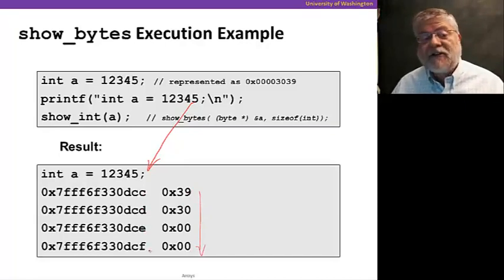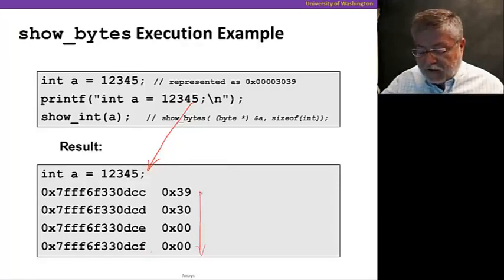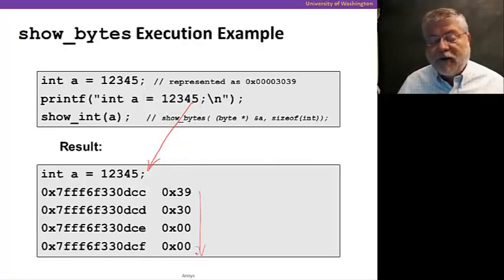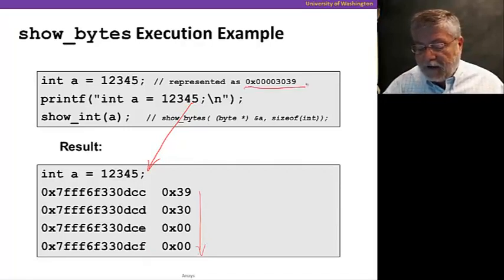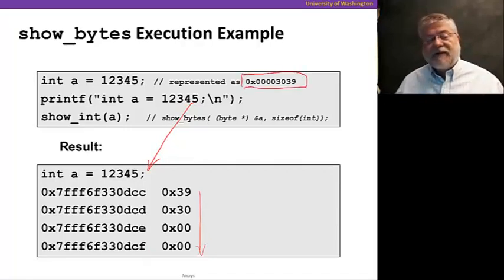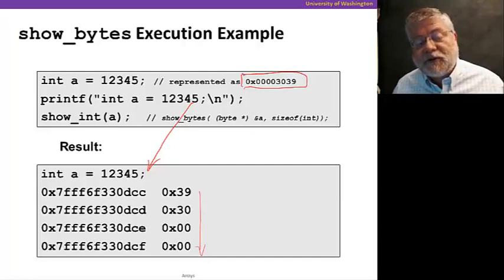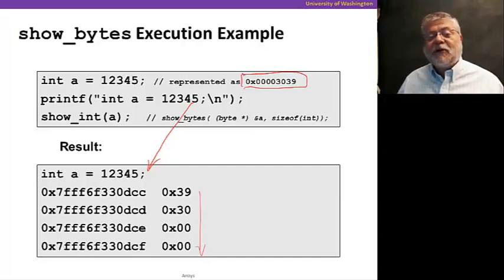And the rest of that address is pretty arbitrary. Again, it's just where that integer a happened to be. And the values that got printed are 39, 30, 0, and 0 hex, which we know from previous examples are the hex representation of that value. Okay? So this is indicating that our machine is little endian because we saw the least significant byte first. And that's how we could write a simple program to check the endianness of our machine.